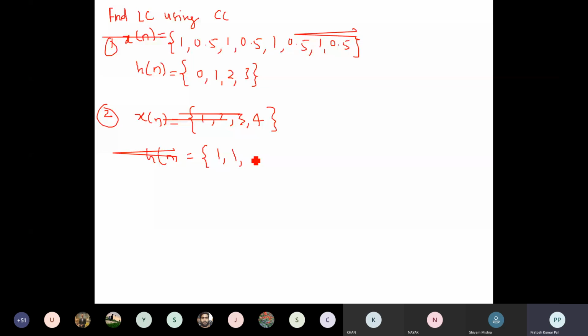Okay, so these two questions are there. You need to find out the linear convolution, and this linear convolution should be found out by using the circular convolution method. You need to follow the circular convolution method to find out the linear convolution that we have studied in the just previous example. Okay, similar to that, you need to do it for these two questions.